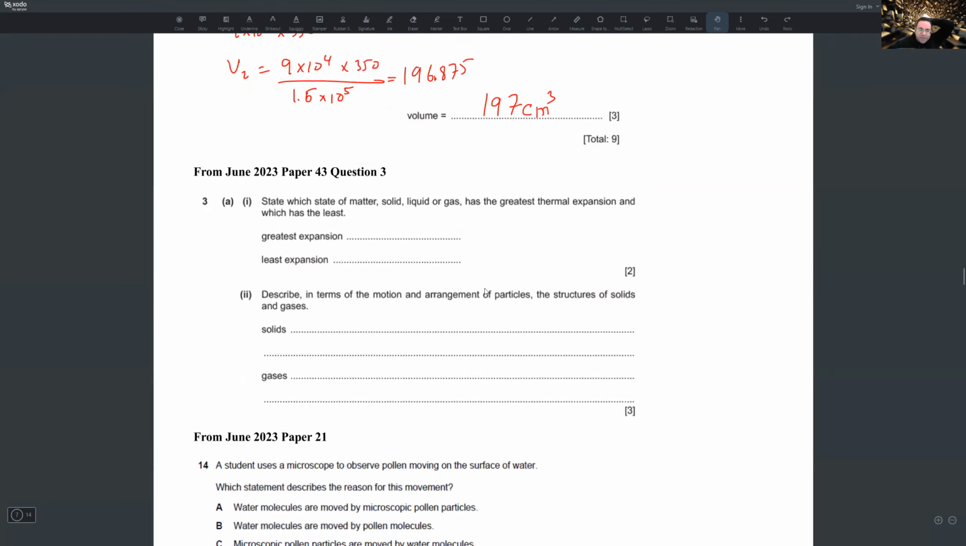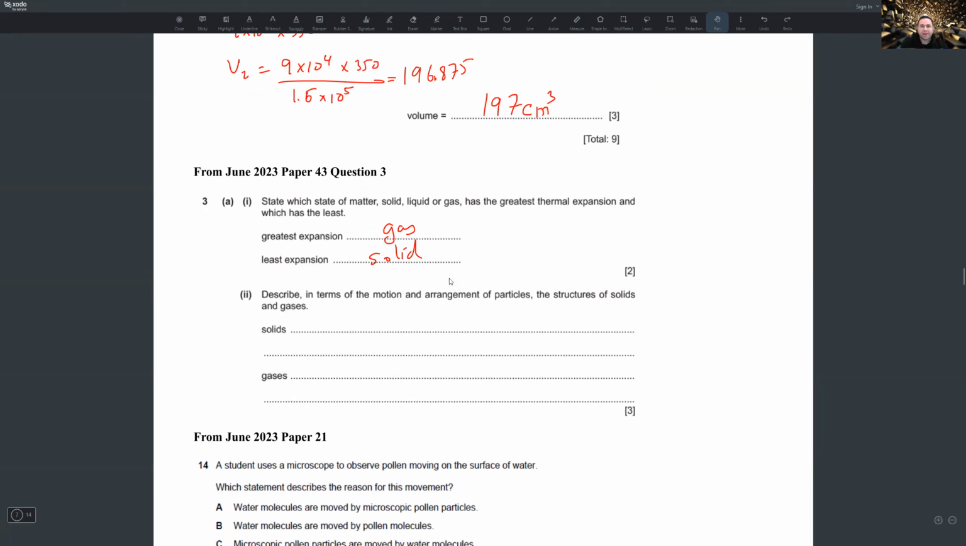Next. State, this is an expansion question. State which state of matter, solids, liquids, or gases has the greatest thermal expansion. We know gas. State which has the least expansion, solid. Describe in terms of motion and arrangement.